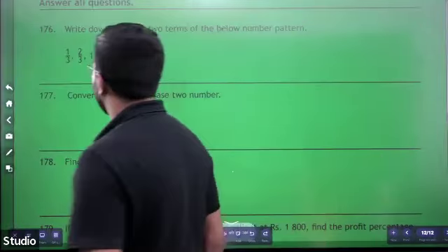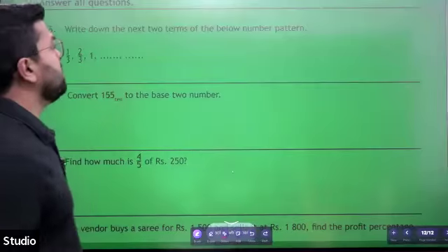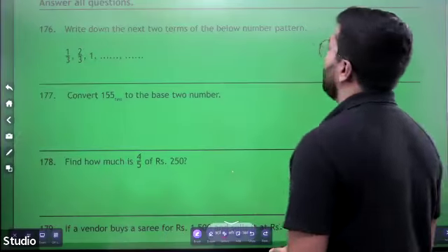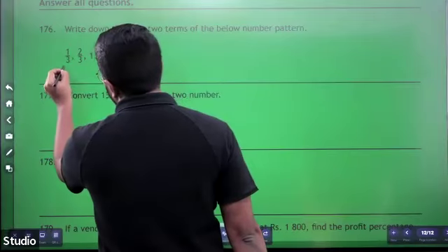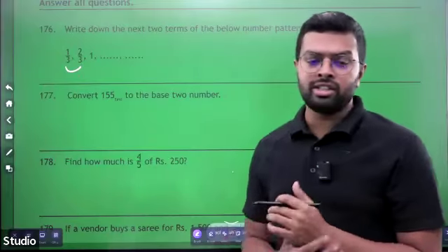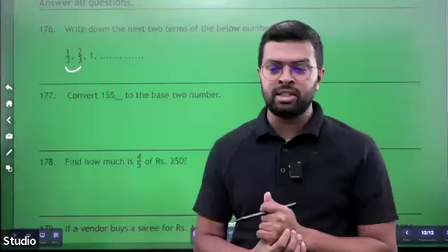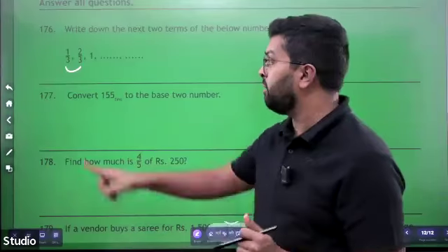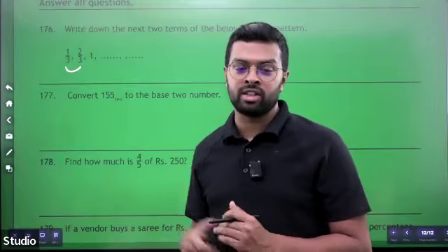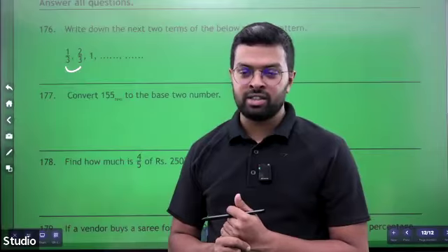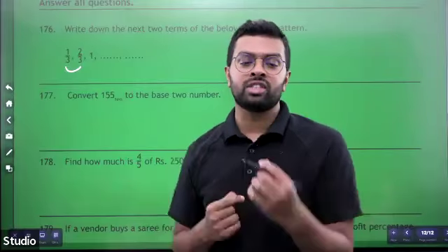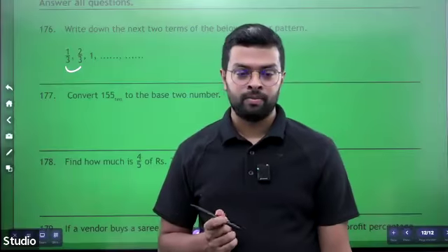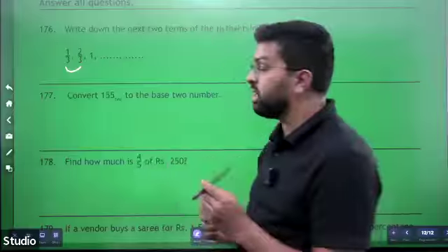All right, question number 176. Write down the next two terms of the below number pattern. All right, this is going to be a good question, right? 1/3 and then the next number is 2/3. Who can tell me what is the fraction you have to add to the first fraction in order to get the second fraction? It's obviously a fraction. What do you think? 1/3. 1/3. Very good, right?